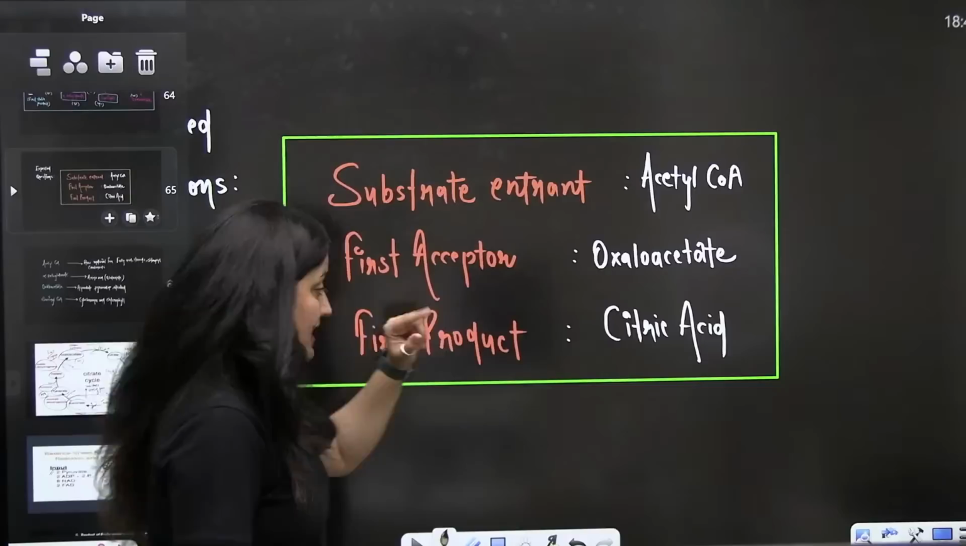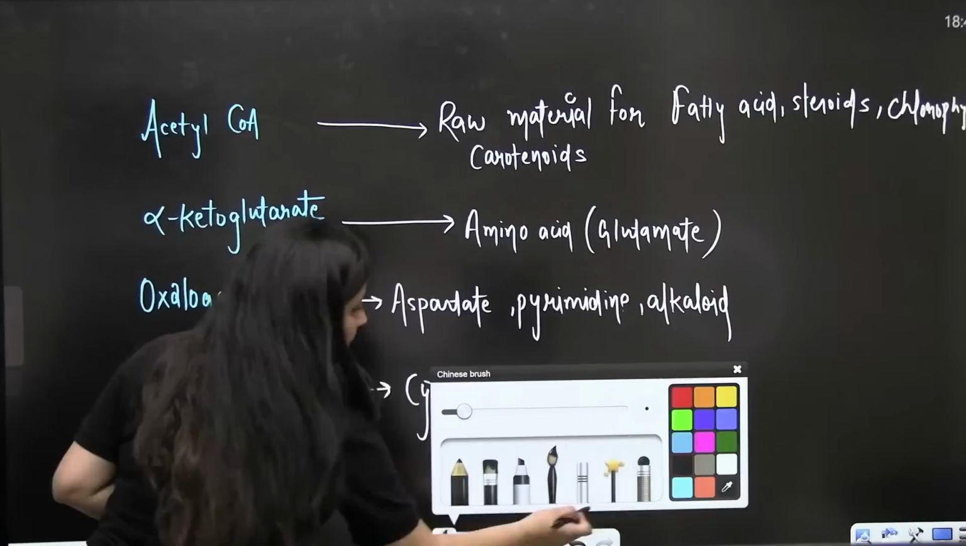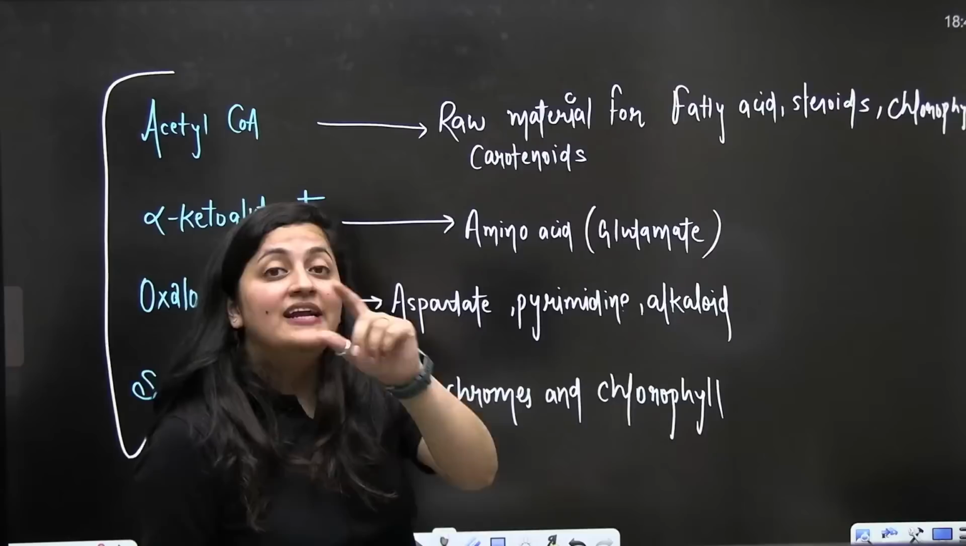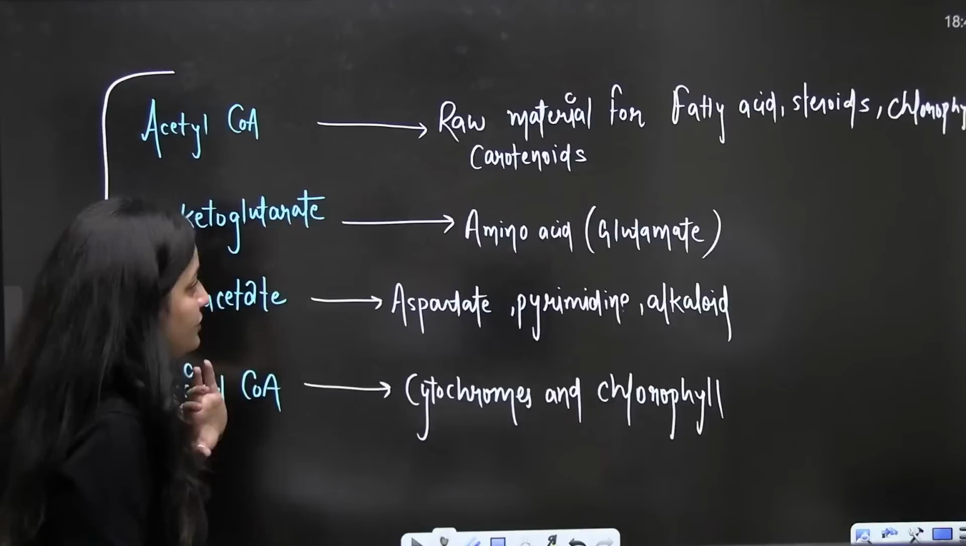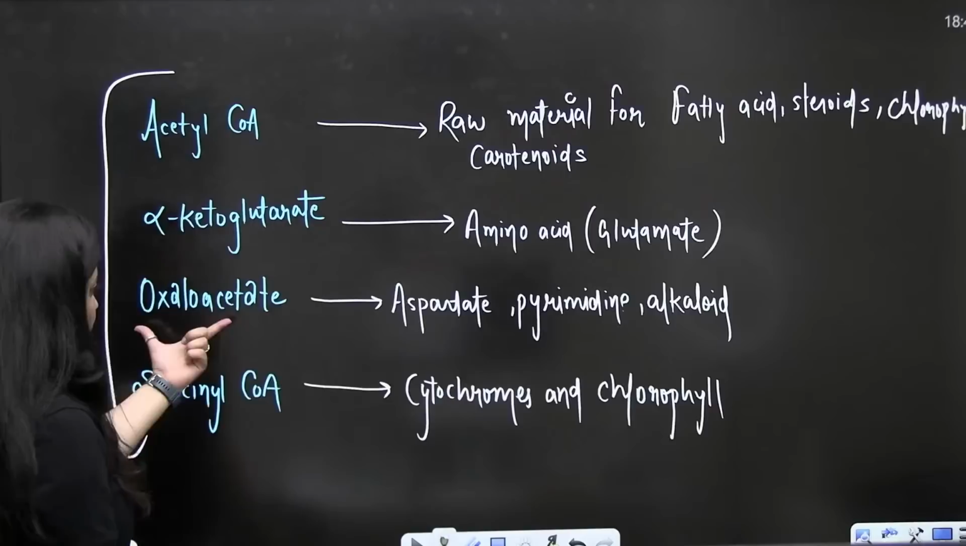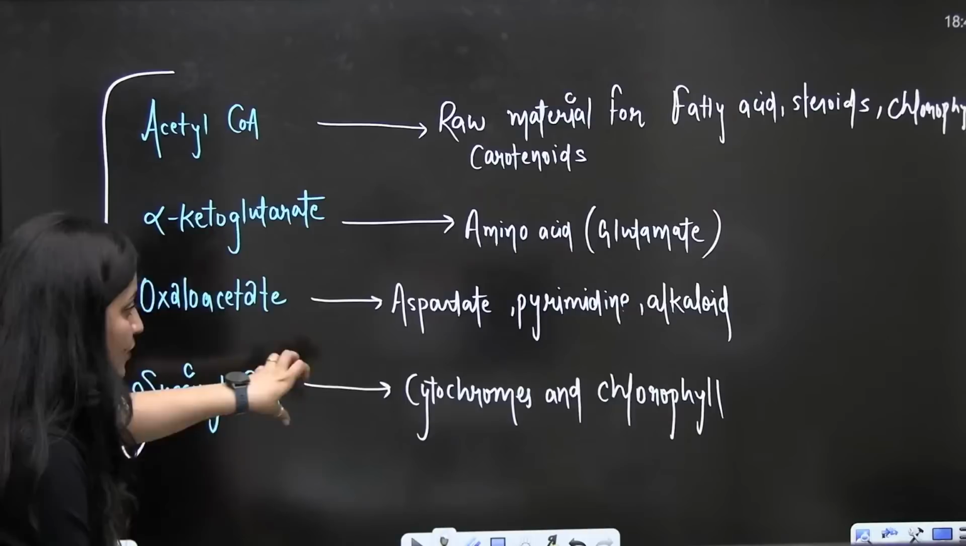And there is one more PYQ, how the intermediates of Krebs cycle help in the formation of other products. You can see here that acetyl coenzyme A is a raw material for fatty acids, steroids, chlorophyll and carotenoids. Alpha ketoglutarate is used to form the amino acid glutamate. Oxaloacetate is used to form aspartate, pyrimidine, alkaloid, and succinyl coenzyme A will form cytochrome and chlorophyll. So this is what you need to remember, okay?